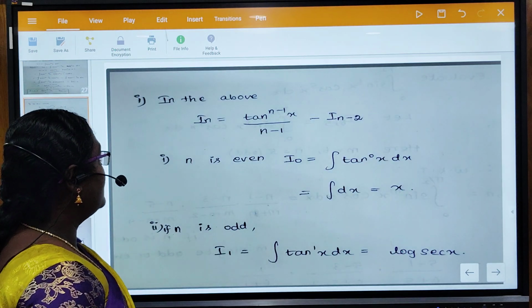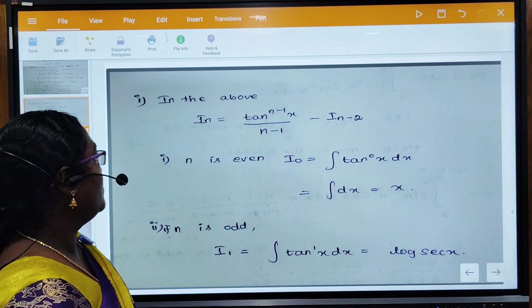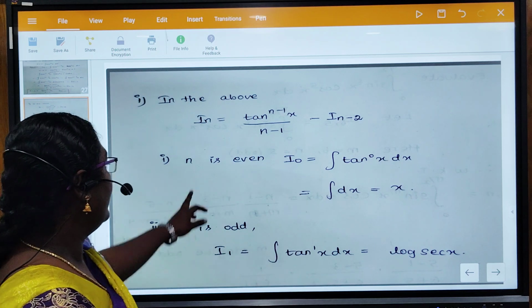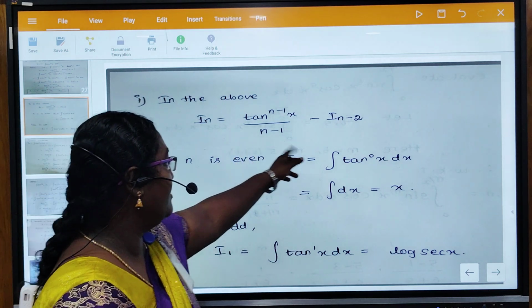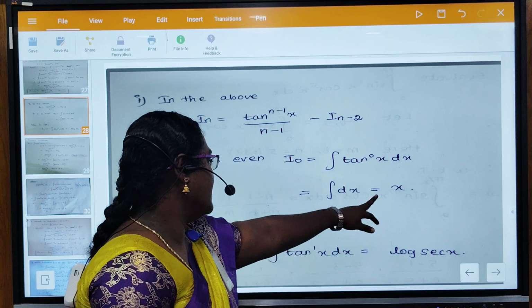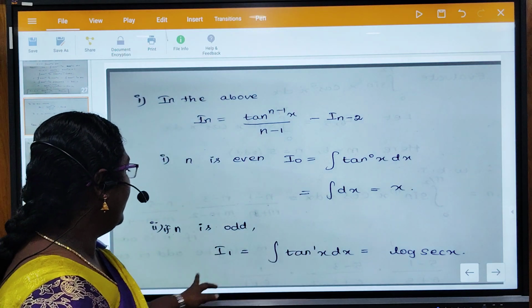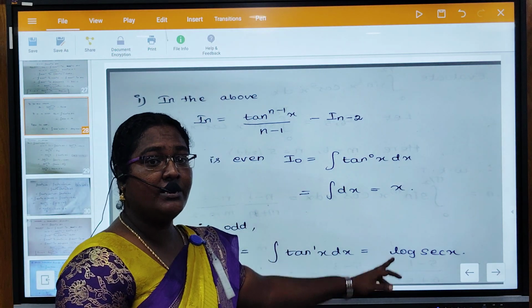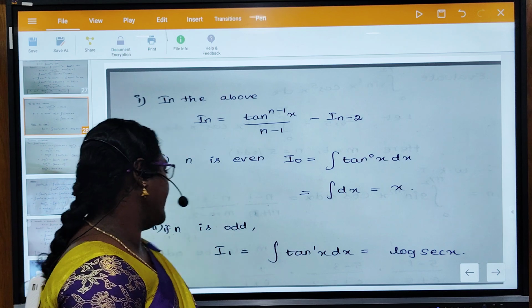So it is the formula for I n equals tan power n minus 1 x by n minus 1 minus I n minus 2. If n is even, it will end with I naught, which is x. If n is odd, it will end with I 1, which is tan x. The integration of tan x is log secant x.